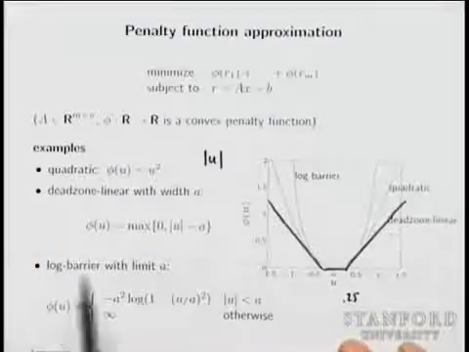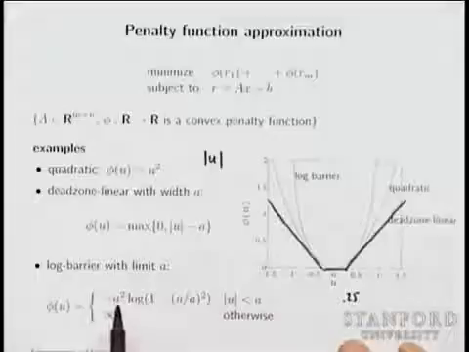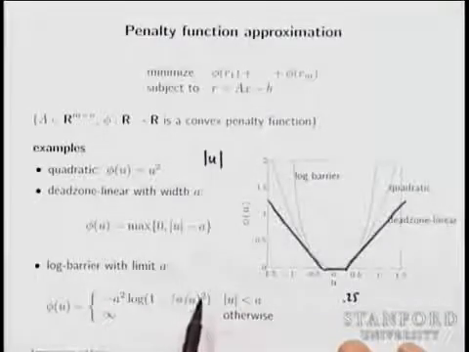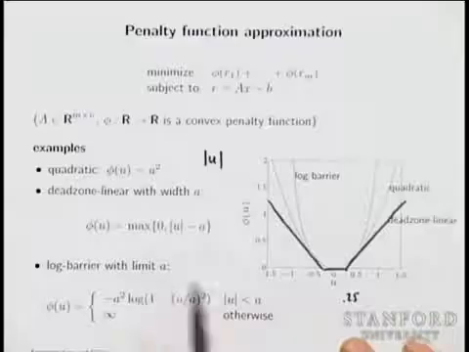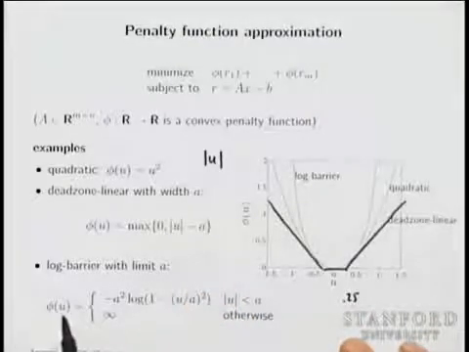Now you can go the other way. You can have, for example, a log barrier. This is minus a squared log of 1 minus u over a squared. And if you work out what this is, it's actually very simple. This thing will go to plus infinity.